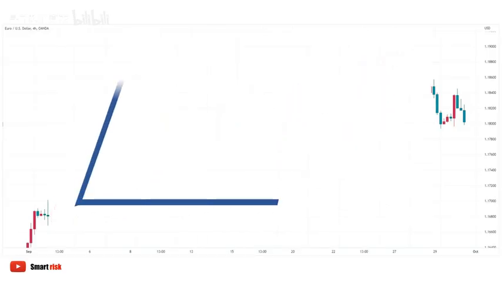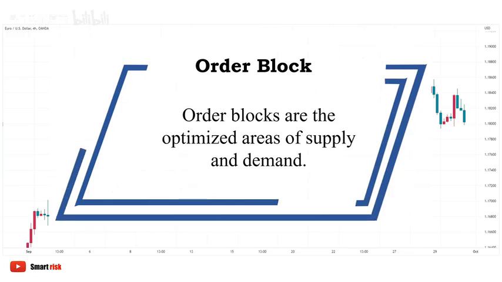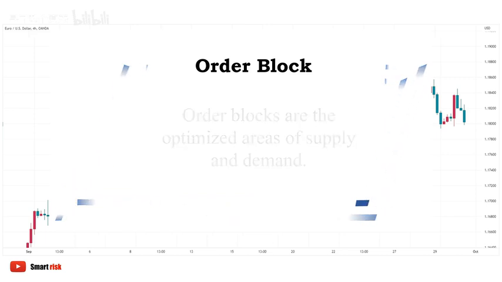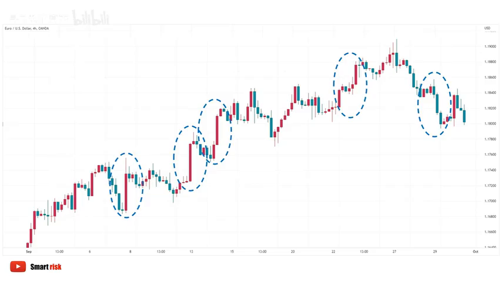So what is an order block? Order blocks are the optimized areas of supply and demand. Order blocks form when central banks or large financial institutions accumulate large quantities of a particular asset through big orders, resulting in a massive price move. In other words, they form when there is an imbalance between the buyers and sellers in the market.